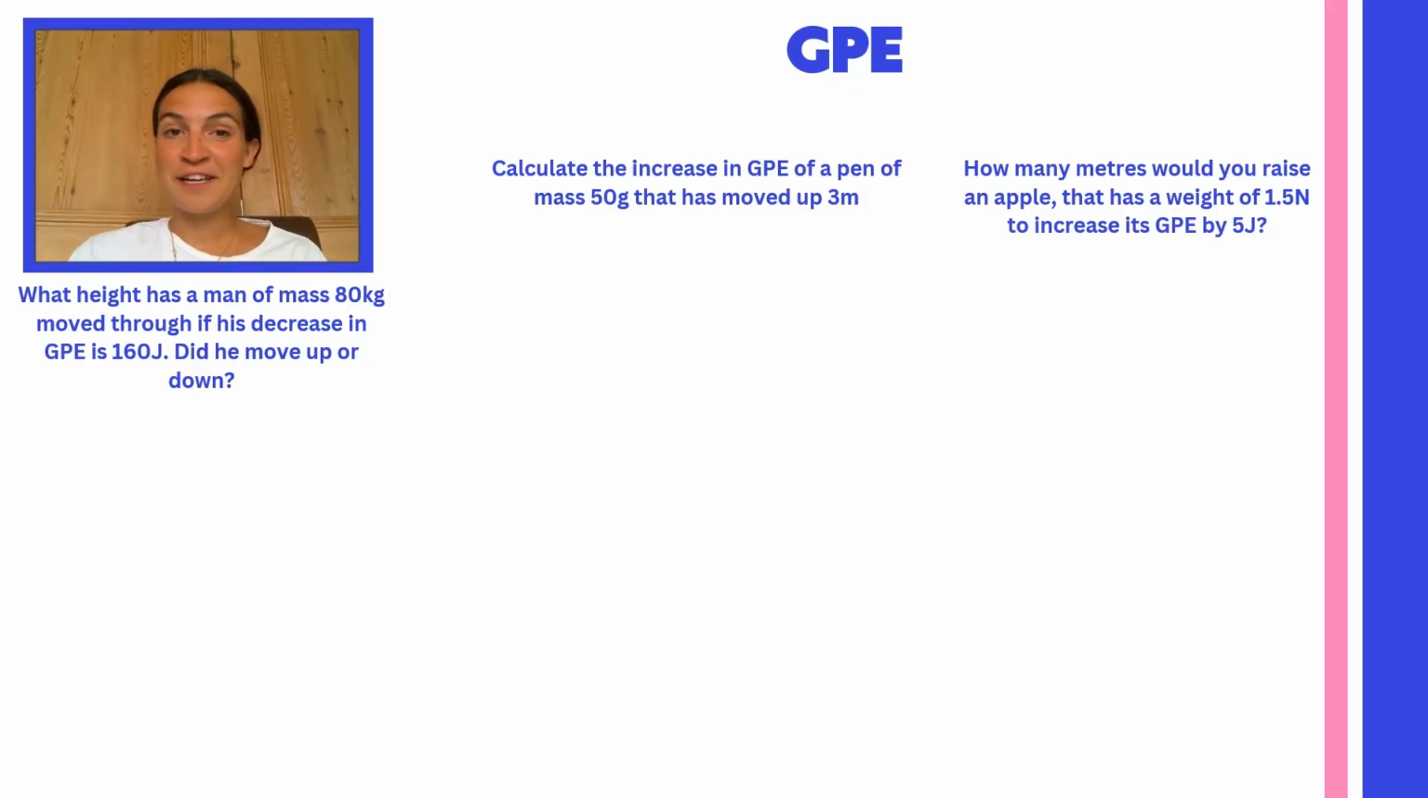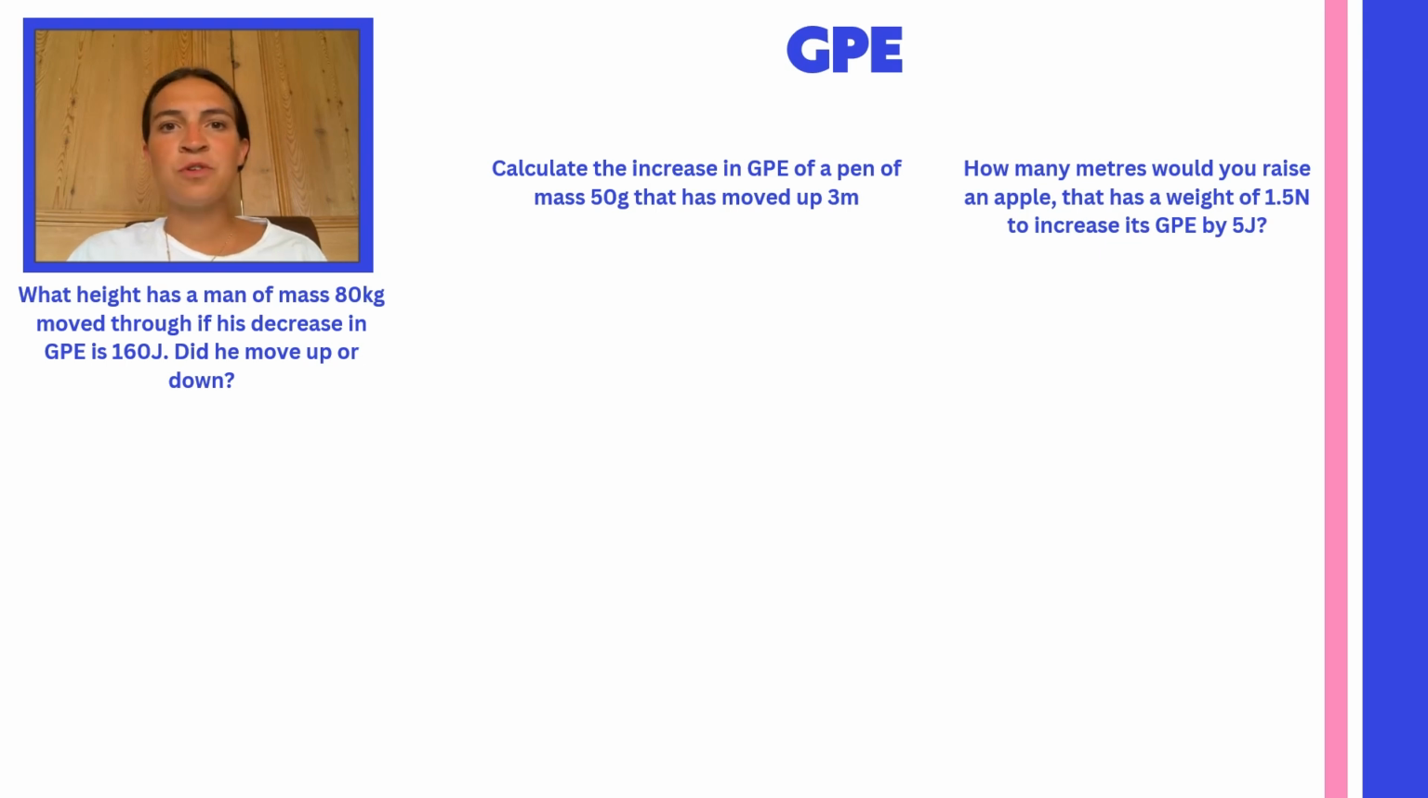Okay, let's start by looking at some questions for our formula for gravitational potential energy. So question number 1 is, what height has a man of mass 80 kilograms moved through if his decrease in gravitational potential energy is 160 joules?